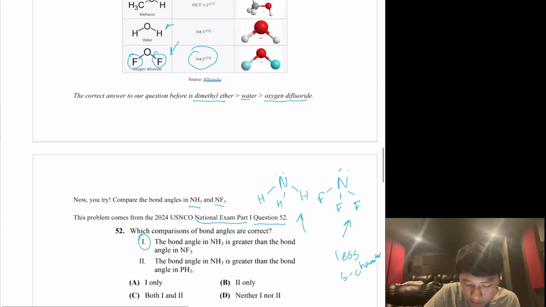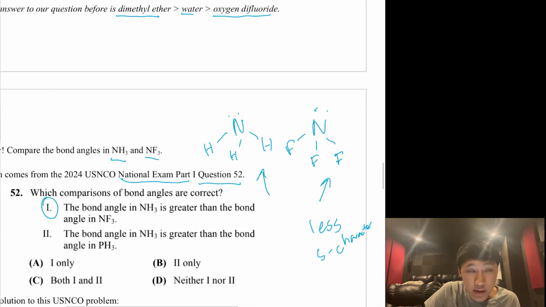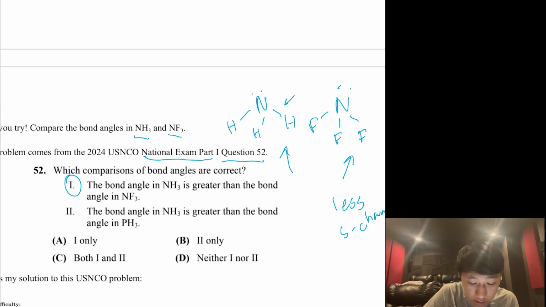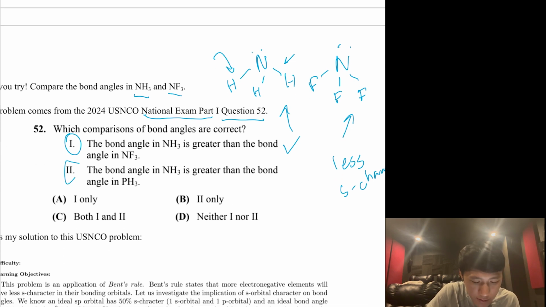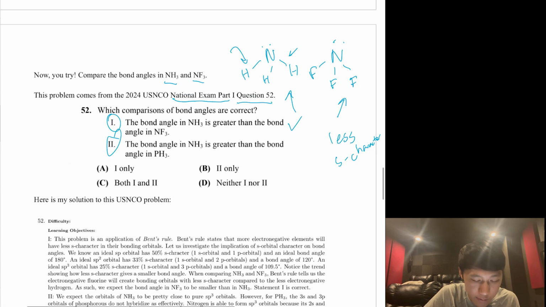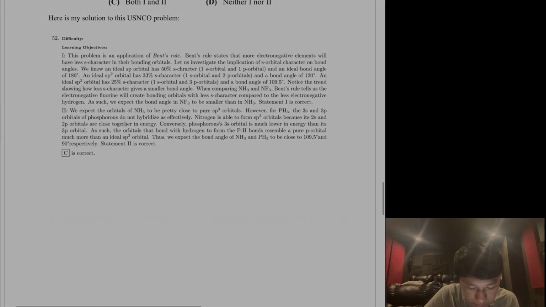So we would expect that the bond angle of NF3 is actually going to be smaller than the bond angle of NH3, even though we know the fluorine groups are bigger than the hydrogens. And that would actually tell you that this statement is correct, because NH3 bond angles are larger than the NF3 bond angles. And statement 2 you can evaluate separately. Again, that's in the solution right here.